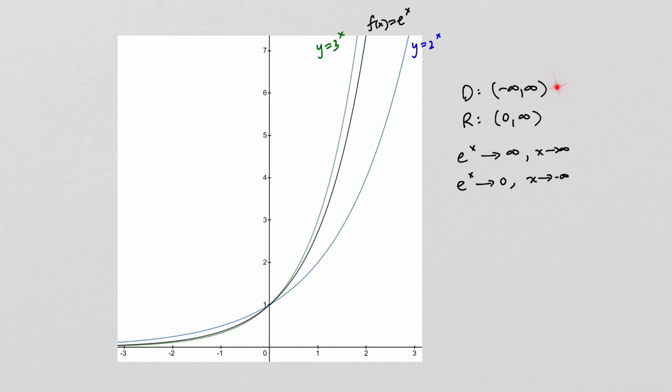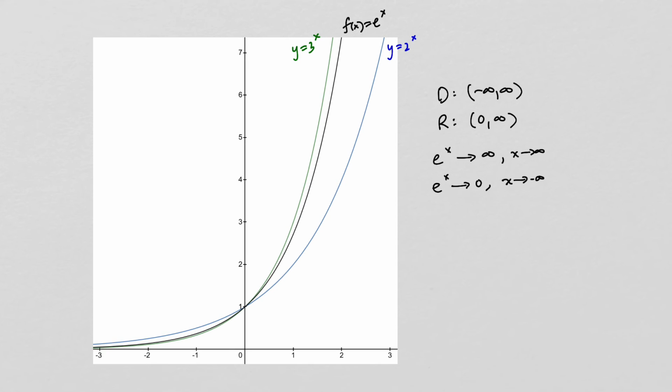The domain of the exponential function, e to the x, is all real numbers. The range is from 0 to infinity. And again, it has normal exponential behavior. e to the x goes to infinity as x goes to infinity. And e to the x goes to 0 as x goes to negative infinity. Now, the thing I want to mention here is that this exponential function, f of x equals e to the x, is usually referred to as the exponential function, right?